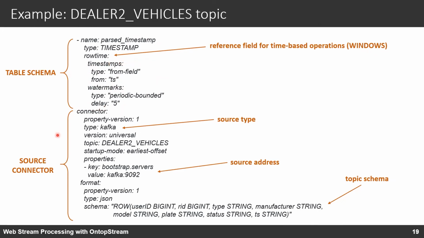And finally, what we need to define is the connector to our data source. So we need to say that the data are coming from Kafka, the version of the connector, the address of our source, which is this one in our Docker environment, and the original schema of our data. So an entry in a Kafka topic that is ingested in Flink is composed of these fields here, which are the ones we have seen in the previous slides in the dealer 2 example.